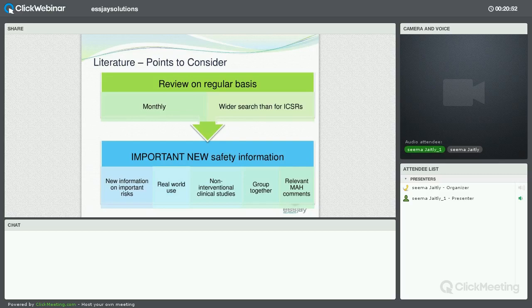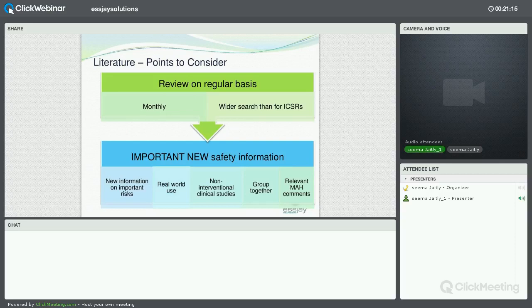There'd been talk about off-label use and picking out interventional clinical studies. However, these are different. They're in a controlled environment, so they're not true off-label use. Non-interventional studies, where they show how your product's used in the real-world setting, may indicate a degree of off-label use, and that would need to be picked out as well.